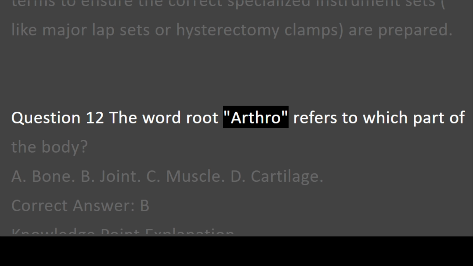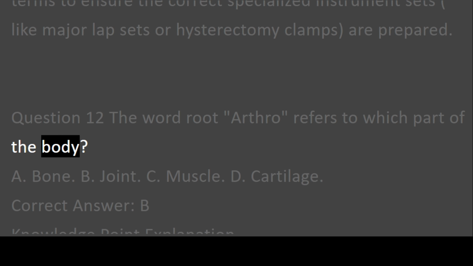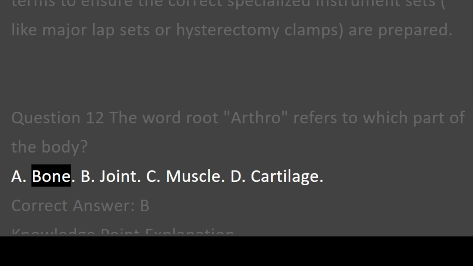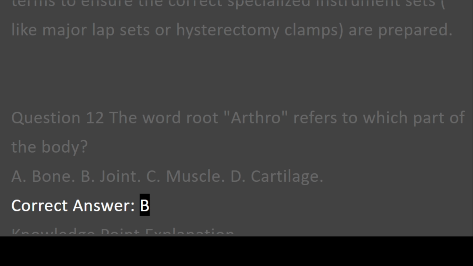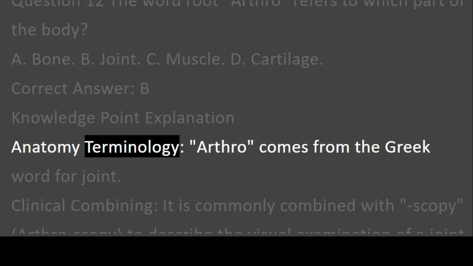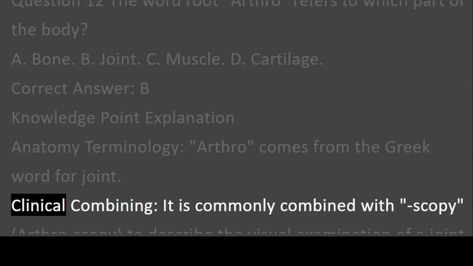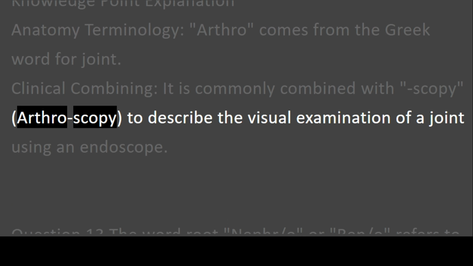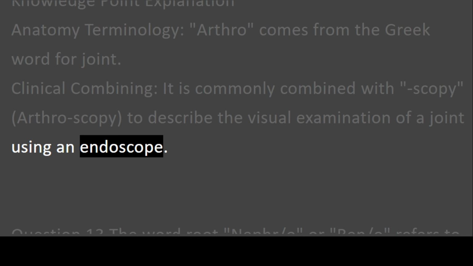Question 12. The word root arthro refers to which part of the body? A. Bone. B. Joint. C. A muscle. D. Cartilage. Correct answer, B. Knowledge point explanation. Anatomy terminology. Arthro comes from the Greek word for joint. Clinical combining. It is commonly combined with scopy, arthroscopy, to describe the visual examination of a joint using an endoscope.